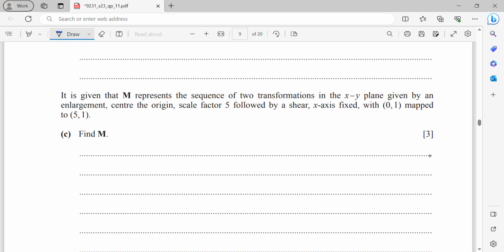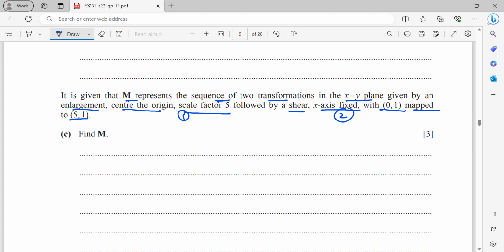Okay, now it's given that M represents the sequence of two transformations in the xy plane given by enlargement, center the origin, scale factor 5. This is one of the transformations. Then the second is, okay, sequence. That means this is the first transformation, then followed by a shear, x-axis fixed, with (0, 1) mapping to (5, 1). This is the second transformation.